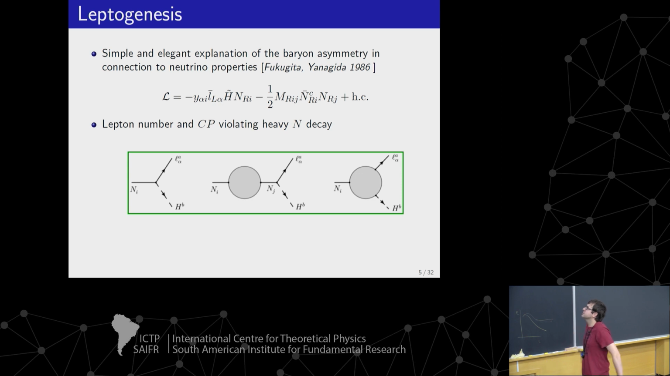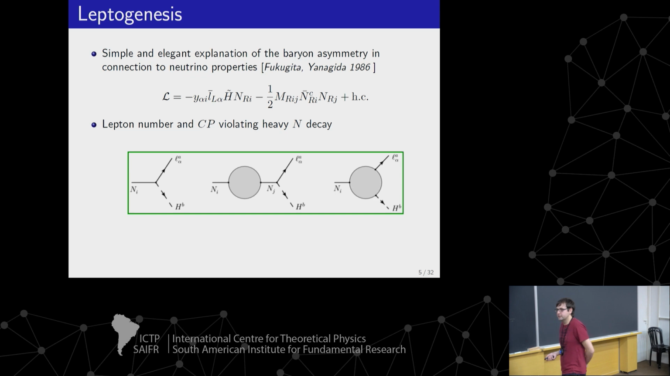Okay, so after this mirror world excursion, let me speak a bit about the standard leptogenesis paradigm. Leptogenesis is a simple and elegant explanation of the baryon asymmetry in connection to the neutrino properties, and was put out in the 80s by Fukugita and Yanagida. Basically, you write your heavy right-handed neutrino, and you couple it as usual with a Yukawa interaction with the X, and also you give it a Majorana mass.